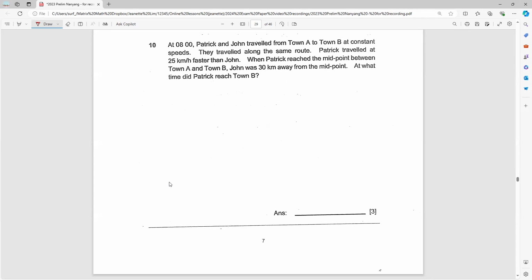Okay, let's draw this out. You have A, B. Patrick is faster than John, okay. So let's say Patrick has traveled this much. Oh, sorry, okay. So the question says when Patrick reached the midpoint here. Okay, this is Patrick. John, who is slower, was 30 km away from the midpoint. So this is John. Be something like that. He is slower, so is behind the midpoint. This is 30 km.